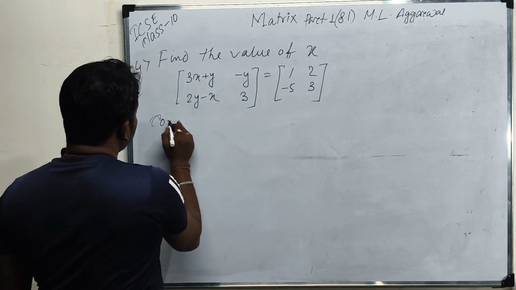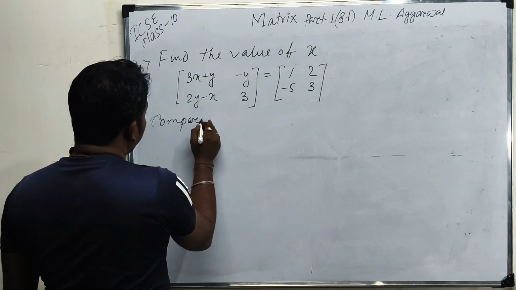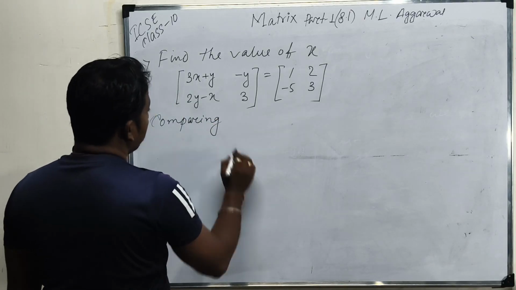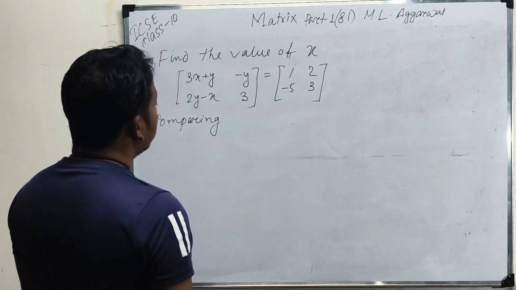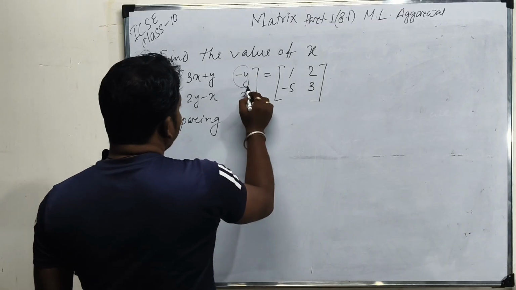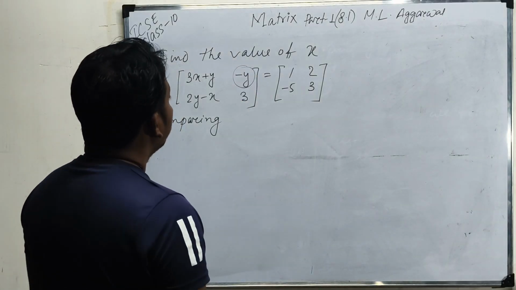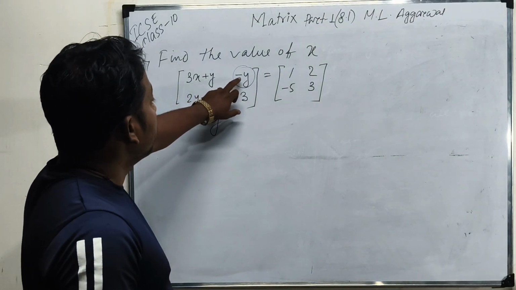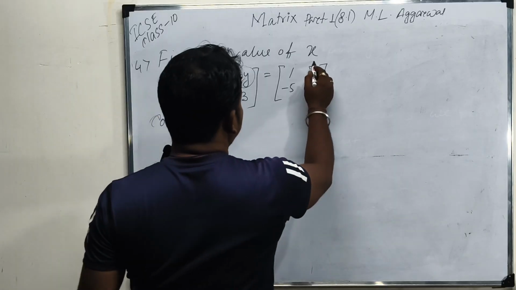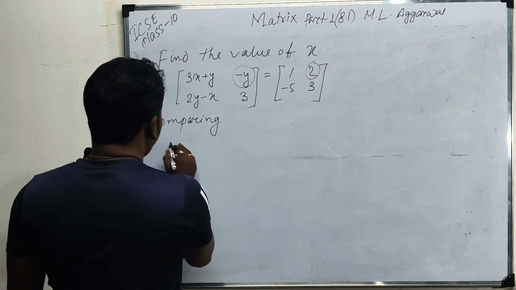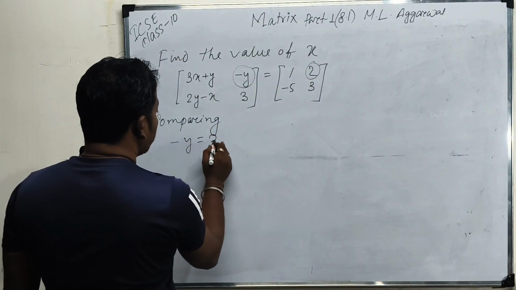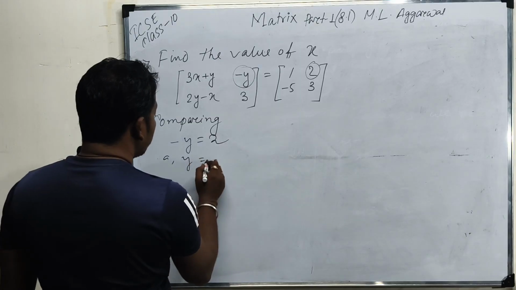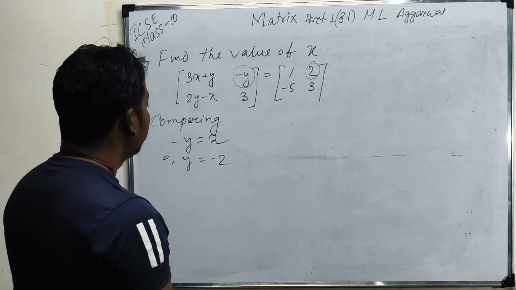comparing. Here look, the 1 2 position, and the value at the 1 2 position is 2, that is, we'll get the value of minus y equals 2, or y equals minus 2.